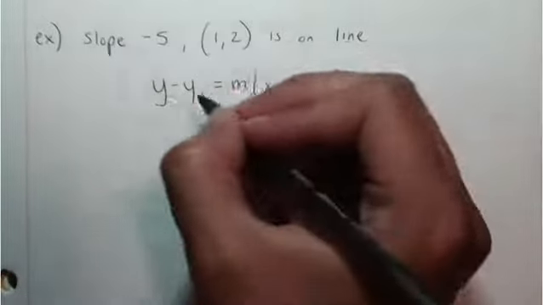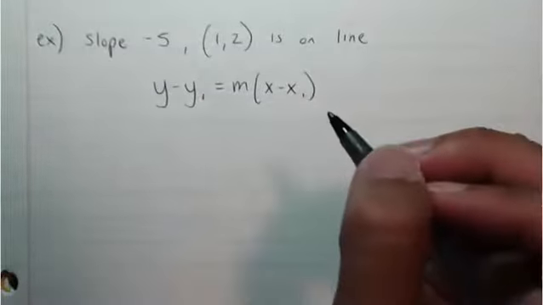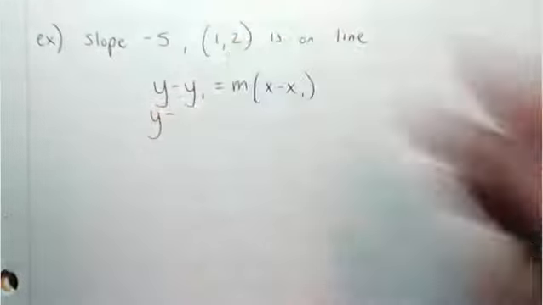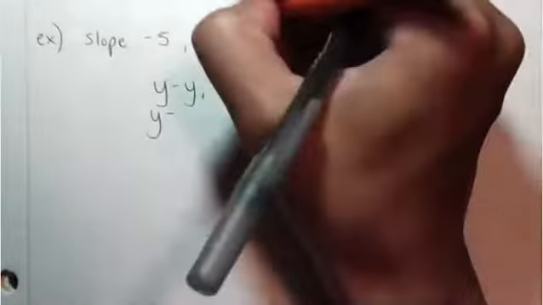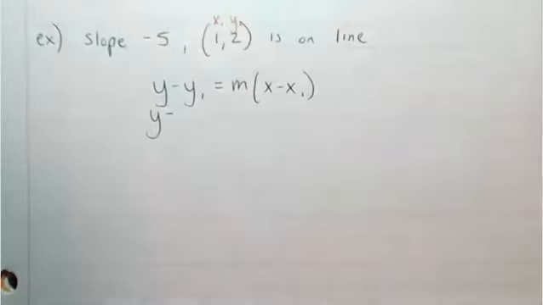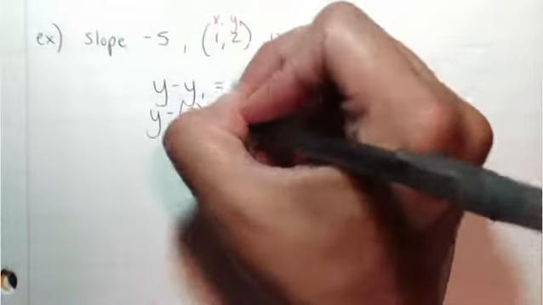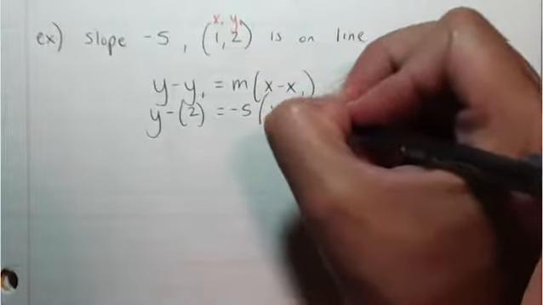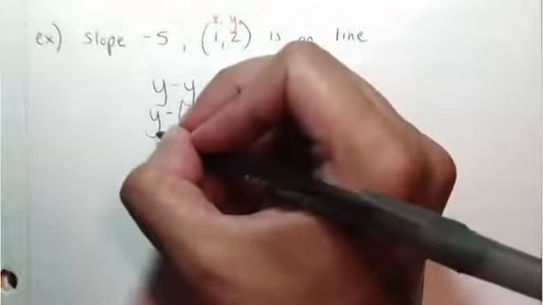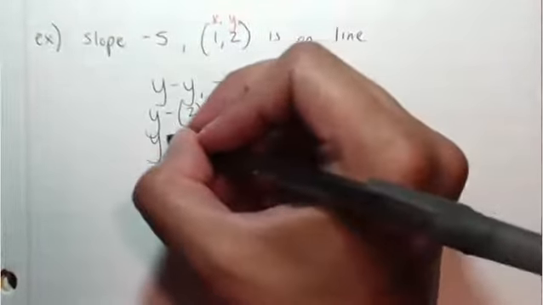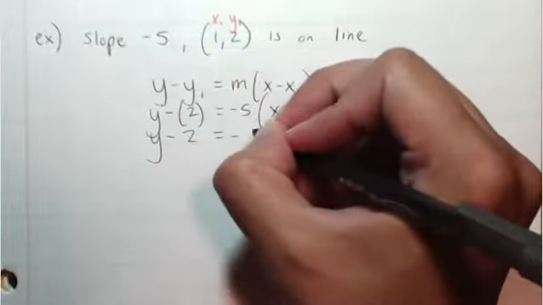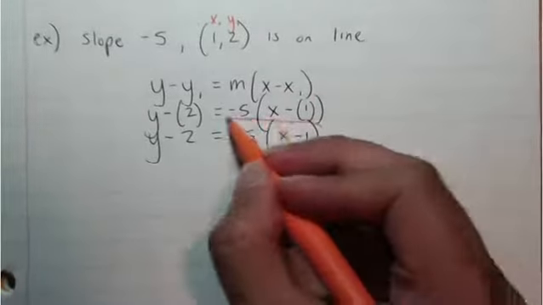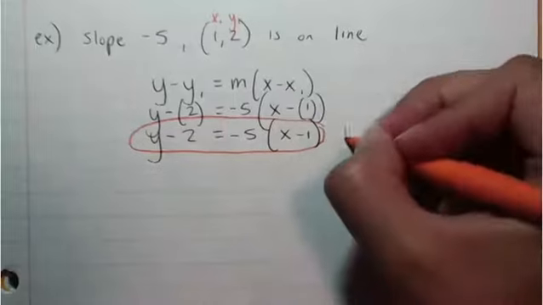Okay, so for point slope formula, I have y minus y1 equals m times (x minus x1). I'm plugging in what I know. So I have y minus my y1 would be 2. Slope here is negative 5. And x minus x1, which is a positive 1. So my answer here in point slope formula is y minus 2 equals negative 5 times (x minus 1). Again, that's point slope formula.